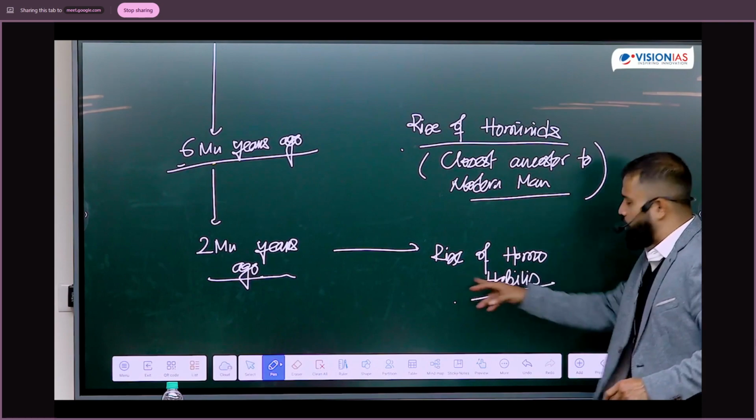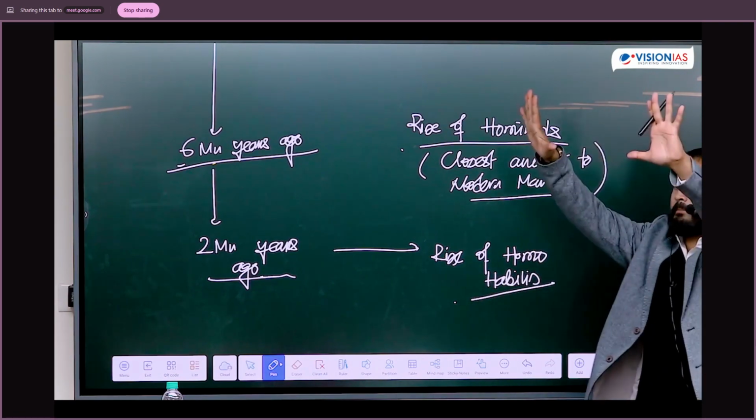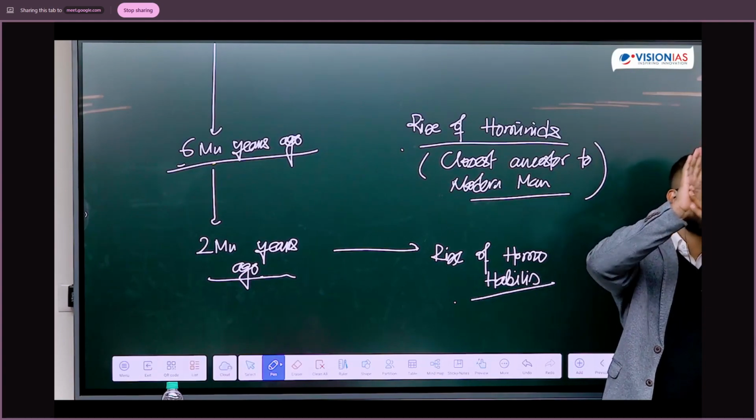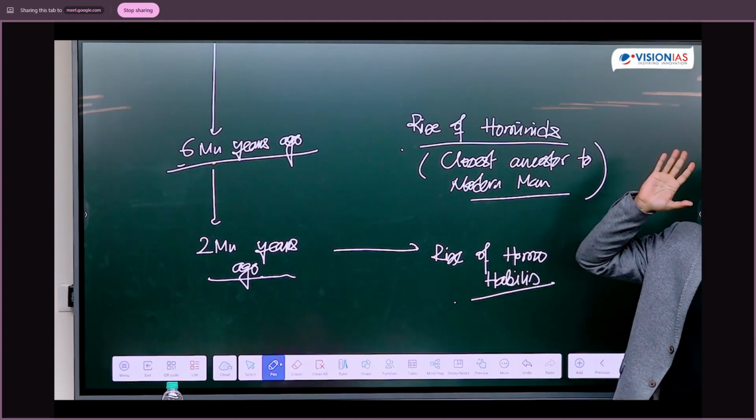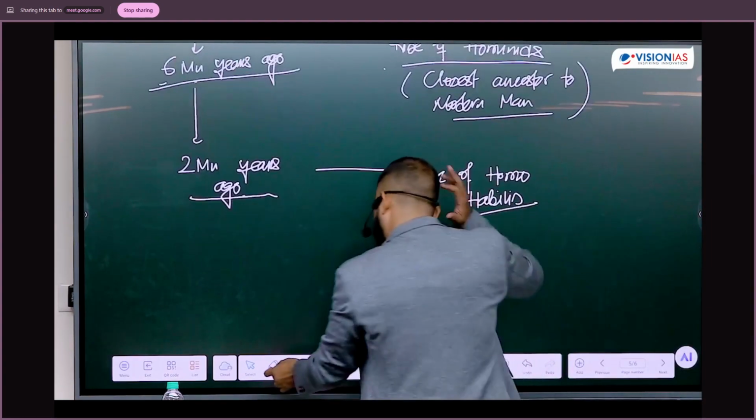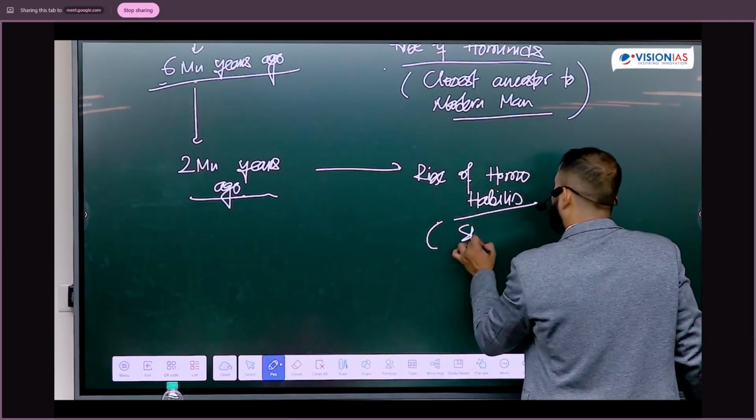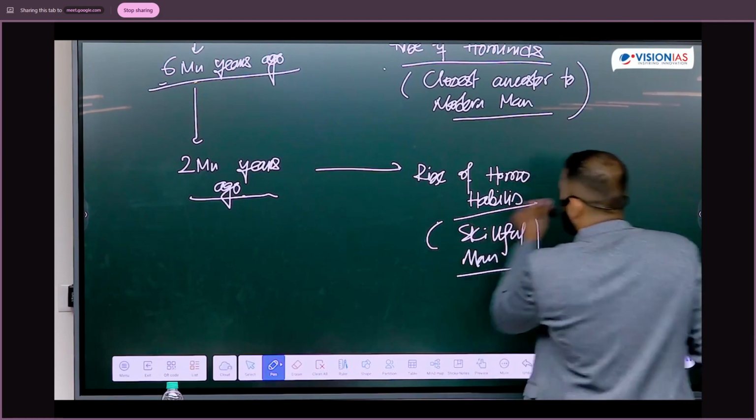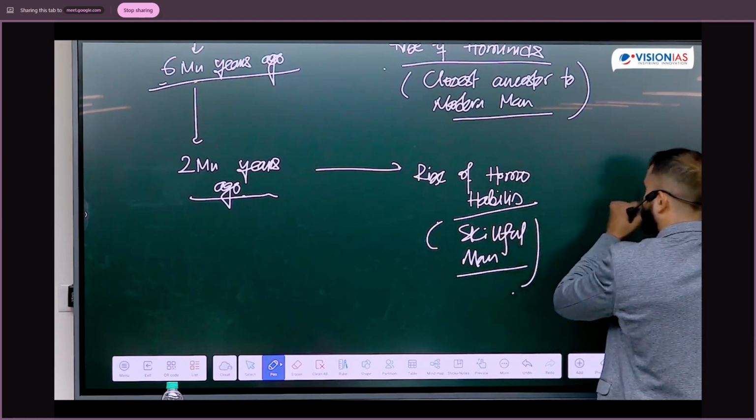When we talk about the rise of Homo habilis, that means the hand or front limb started becoming operational. That means humans started making tools for the first time. This marks the beginning of the Paleolithic period. What is the literal translation of Homo habilis? Skillful man. Homo habilis means skillful man.